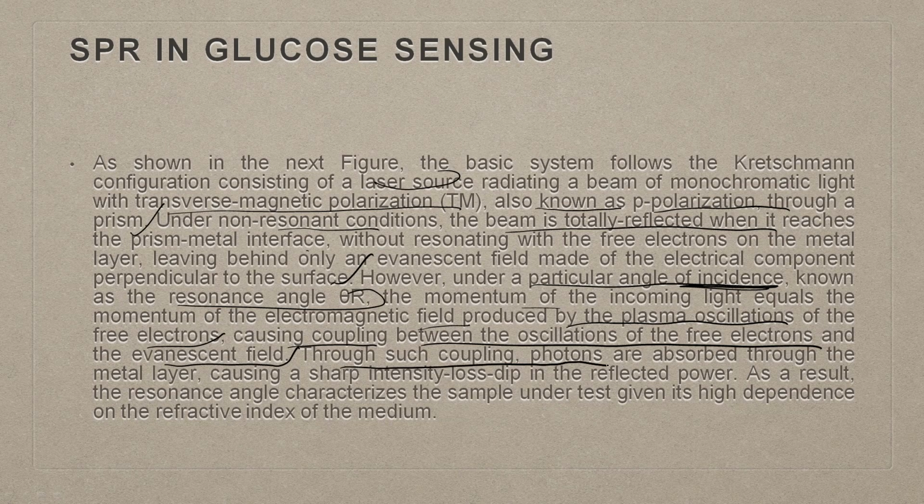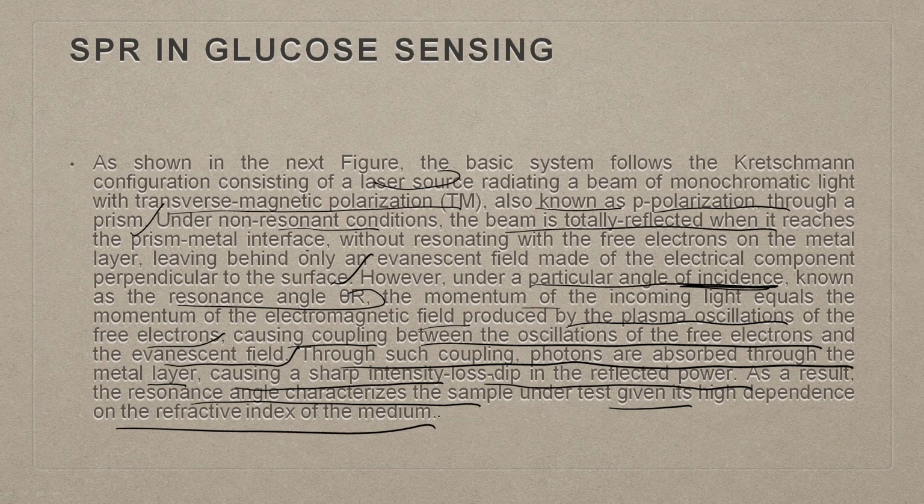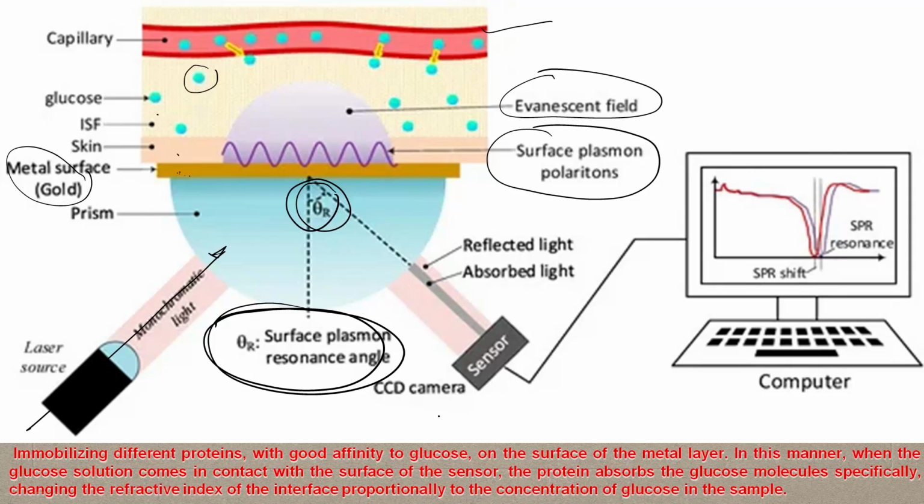Through such coupling, photons are absorbed through the metal layer, causing a sharp, intense loss dip in the reflected power. As a result, the resonance angle characterizes the sample under test, given a high dependence on the refractive index of the medium. So, this is where the reflected light, and this is the SPR signal you are obtaining. This is one of the technologies where you do not have to conjugate anything, you do not have to use glucose oxidase or anything, you are just directly putting the sensor on top of your skin and you are measuring it.